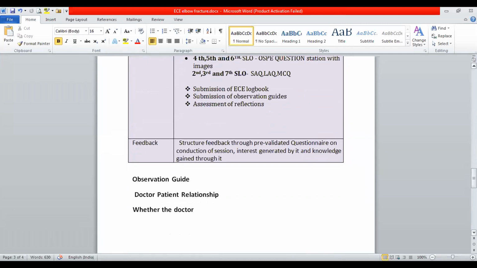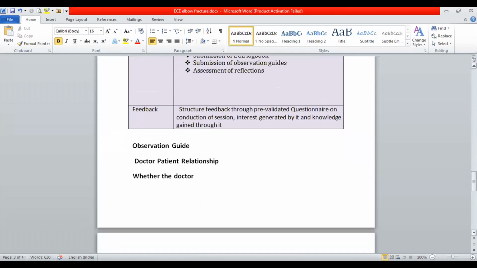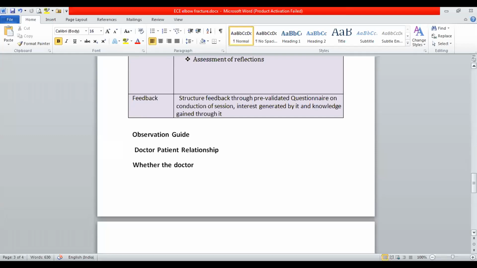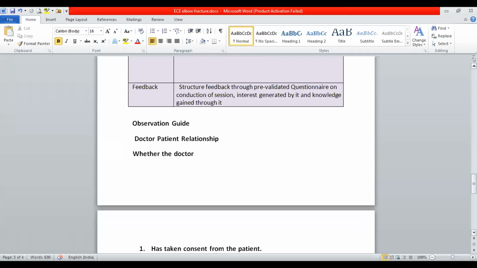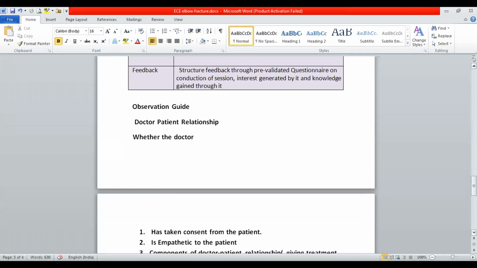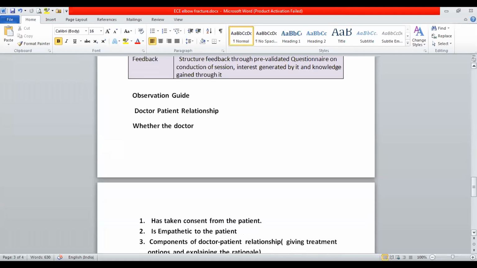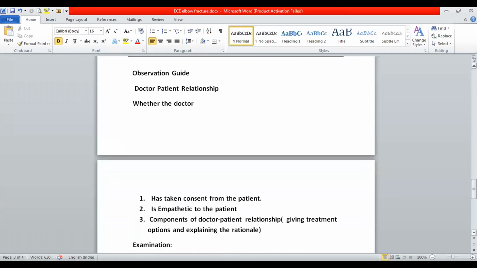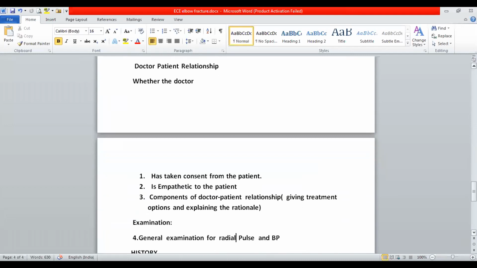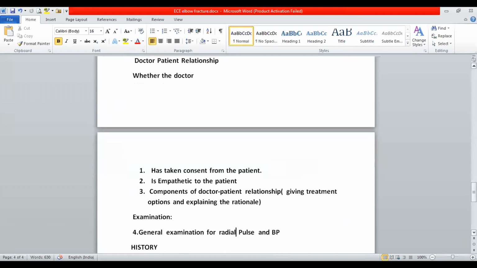I am sharing the observation guide, which we have prepared after so much discussion and deliberations in the group. So first, its 3 points are on the doctor-patient relationship. Whether the doctor has taken consent from the patient, is empathetic to the patient, and then various components of doctor-patient relationship, like whether he has given treatment options and explained the rationale of these treatment options to the patient.